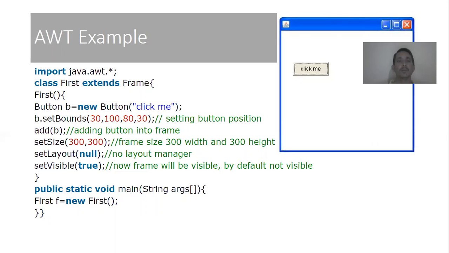This is an example of frames. We derive our class from Frame and create the object of the button. We set the properties, that means the left and top, width and height. That means we define the location of the button in the frame when we add that button to the frame. For the size of the frame, we can set it with setSize 300. Layout manager, no, we can use manual configuration. Visible, okay, then it is visible, otherwise it is not visible.